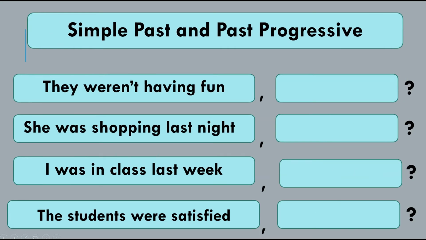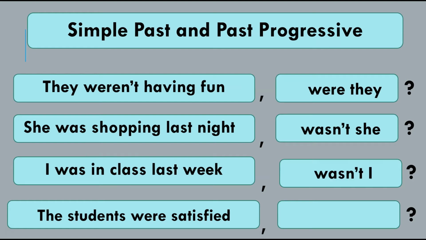Here are some examples in the simple past and past progressive. They weren't having fun, were they? She was shopping last night, wasn't she? I was in class last week, wasn't I? The students were satisfied, weren't they?